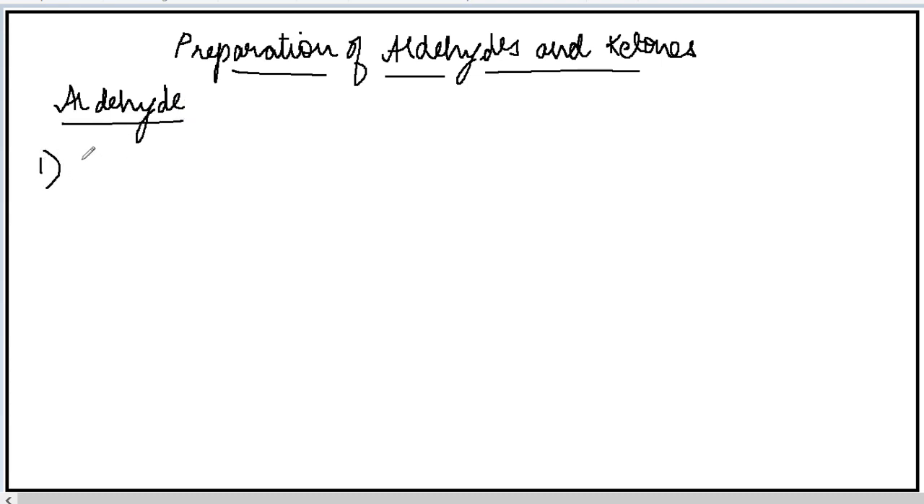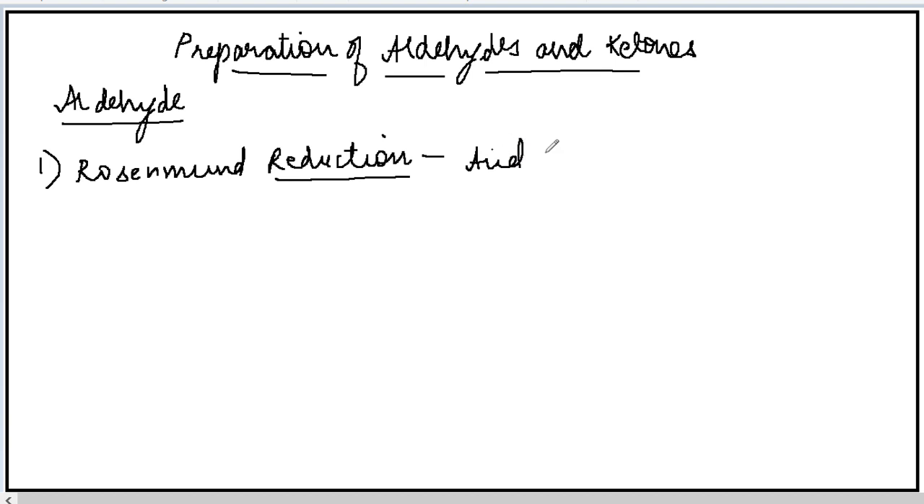The first preparation method is the Rosenmund reduction reaction. The name itself suggests that this is a reduction reaction. Reduction means there will be addition of hydrogen. So in this reaction we will take some acid chloride and that acid chloride is reduced. Reduced means addition of hydrogen is there. The reaction is carried out in presence of a catalyst, and the catalyst that is used to bring about the reaction is palladium on barium sulfate, and as a result aldehyde is produced. So Rosenmund reduction is the reduction reaction of acid chloride.